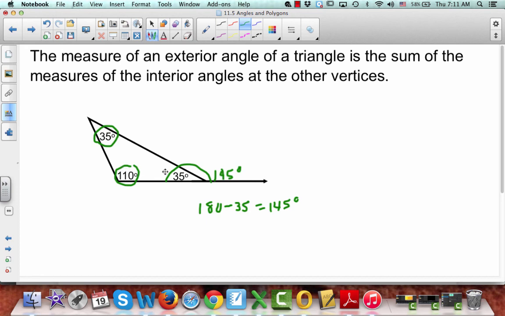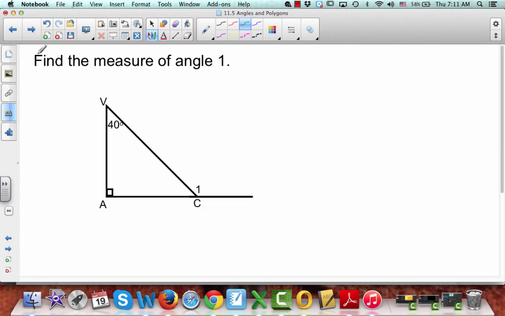So if you have the measure of the two other angles in there, the ones that are far away from the one you're looking for, the exterior angle, then you can get the measure of the exterior angle. Let's look at an example. Find the measure of angle 1. Well, how much is this angle right here? Yeah, that's 90 degrees because of the box there. This is 40, so we go 90 plus 40, and we get 130 degrees. Okay, so the measure of the exterior angle is the sum of the other two angles away from it in the triangle.